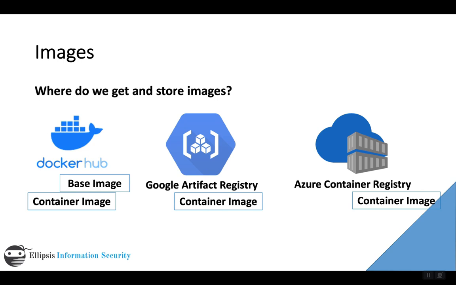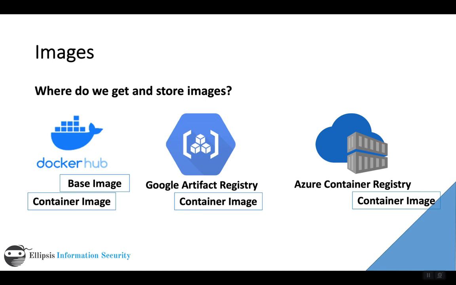There are cloud registries like Google Artifact Registry and Azure Container Registry. And just like Docker Hub, different individuals would have a little bit of space in those registries to store their images, their own repository. And so they could keep images up there as well.